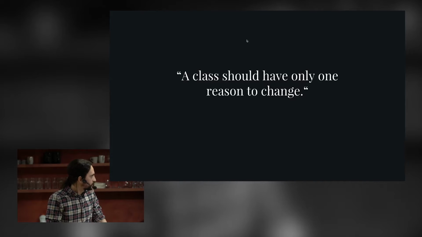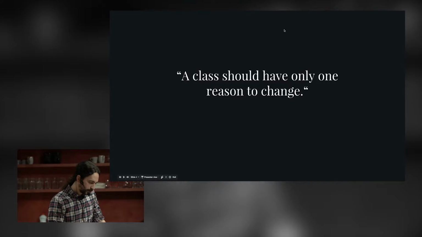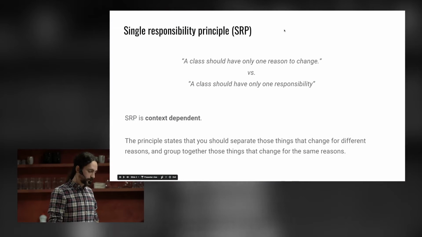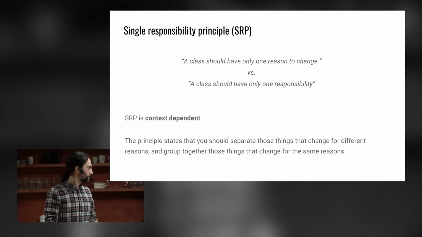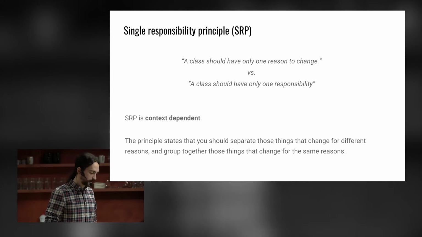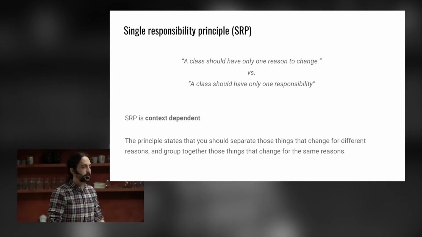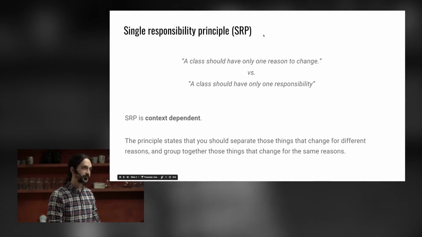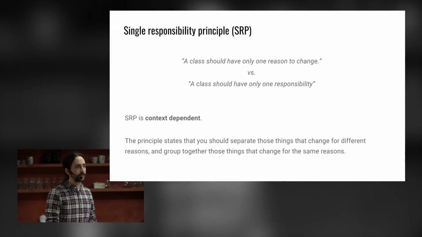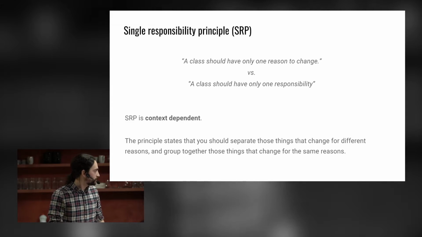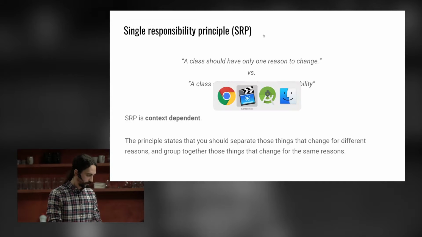Our very first principle says that a class should have only one reason to change. And this doesn't necessarily mean that a class should have only one responsibility. This principle is context dependent, which means that you should group all the stuff together that happens to change for the same reason and separate it from the rest. This is the main idea behind MVP or MVVM or VIPER architectures. But let's see some code.